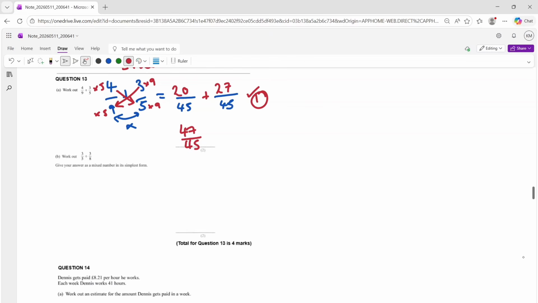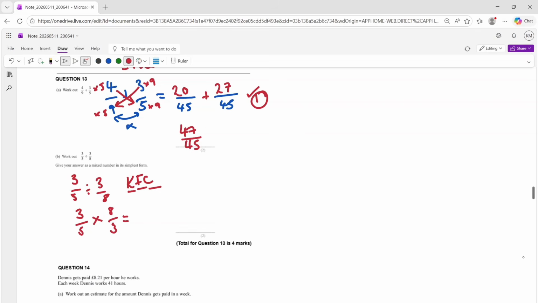Okay, the next one is divide. Work out 3/5 divided by 3/8. So the rule for division, a lot of you will know, is KFC: keep, flip, change. So we keep the first fraction as it is. We change the divide to a times, and we flip this second fraction upside down. So we keep the first, flip the second, change the divide to a times sign.